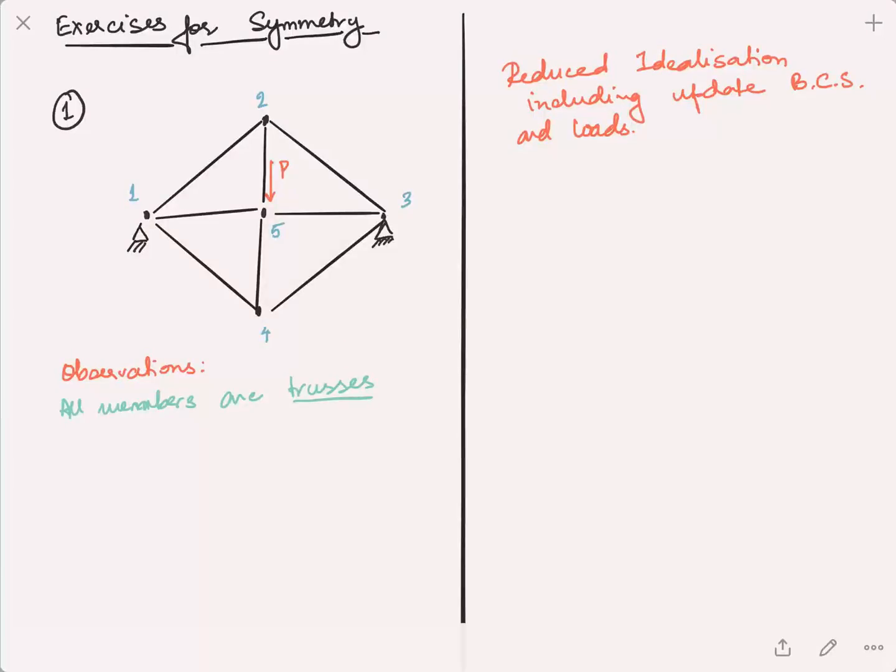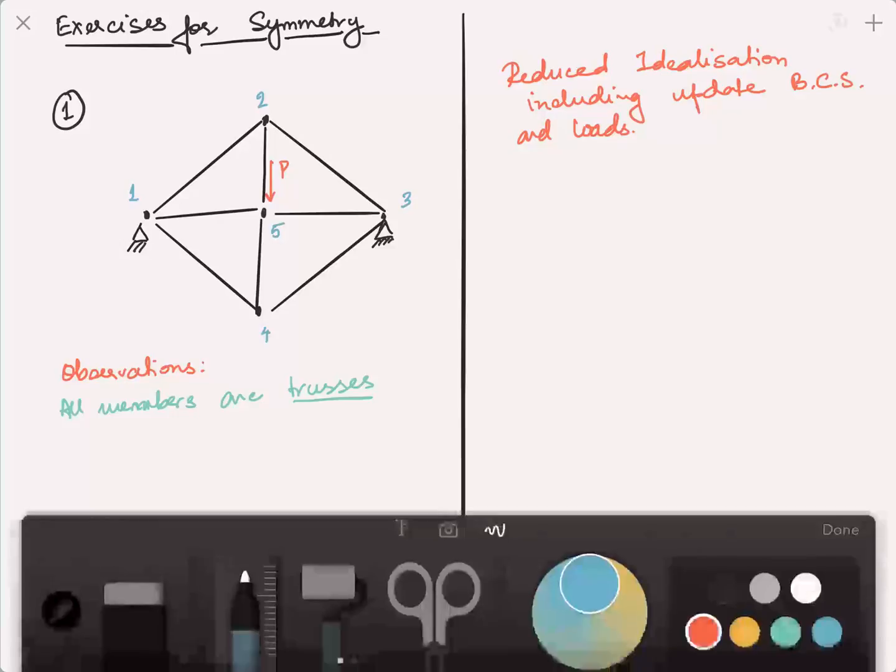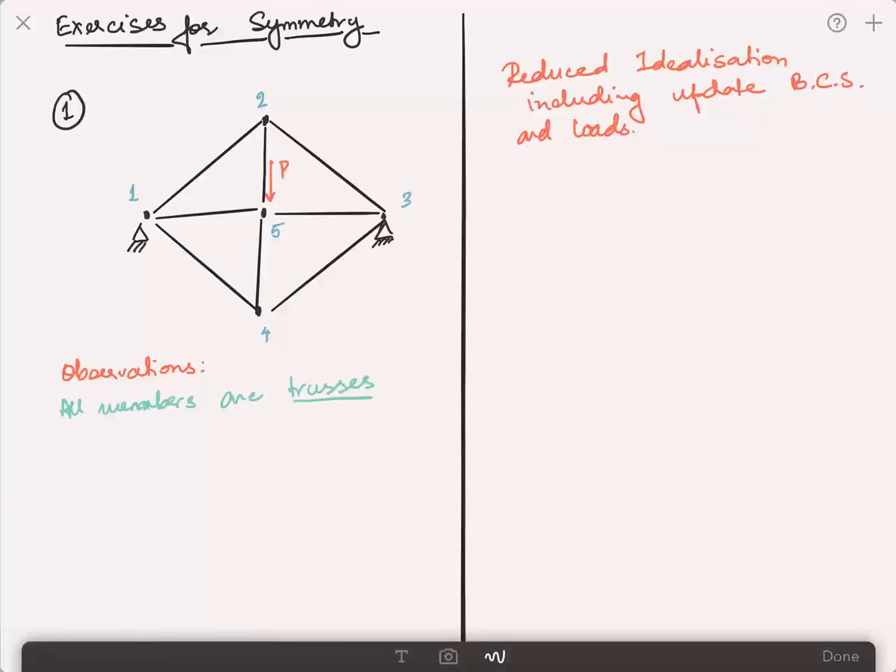Now let's look at some examples of exercises that I want you to work with me today by following these videos. So the first exercise consists of trusses. All the members here are trusses. And the way I've set it up is that we will be able to fill in the blanks here now. If we want to make any other observations, then it's very simple for me.